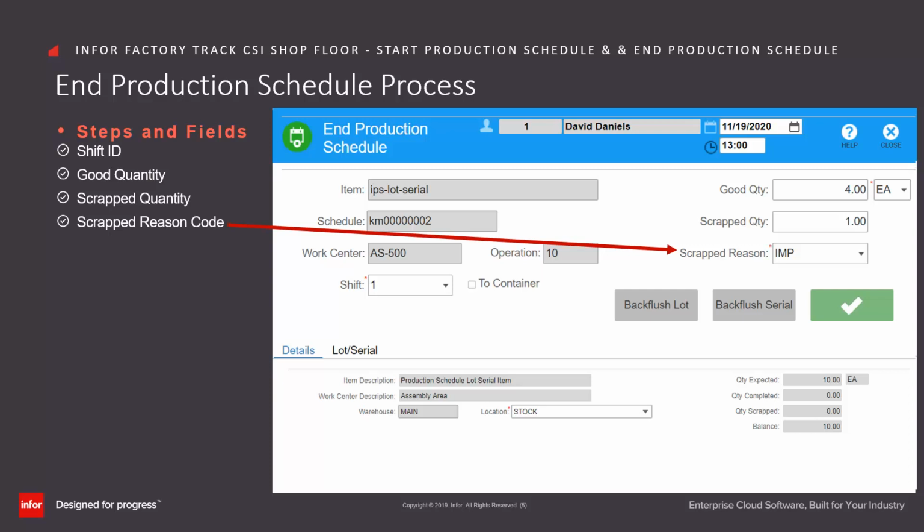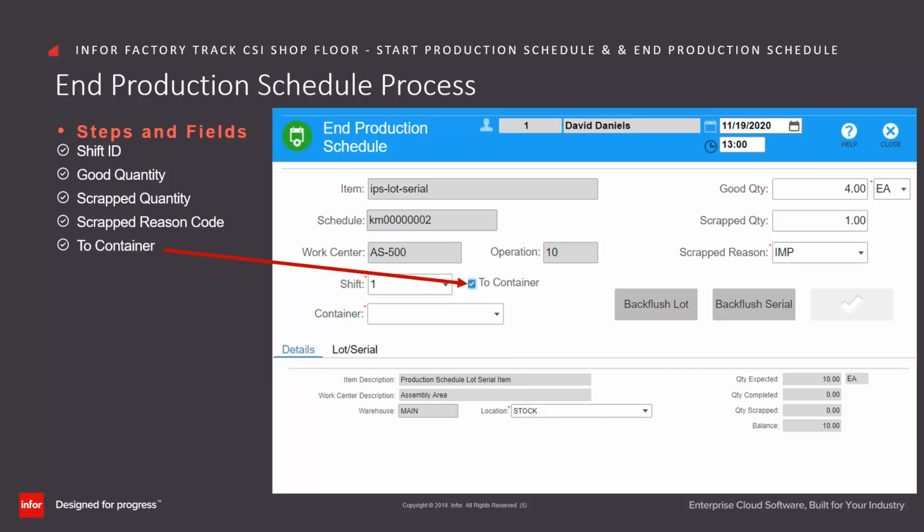If the global parameter for containers in use is enabled, the To Container checkbox is displayed for the last operation. If the default container parameter is enabled on the transaction set maintenance form, this field is selected. When the To Container is selected, enter, scan or select from drop-down the container ID. Alternatively, leave the field blank and Factory Track generates a new container ID. Enter, scan or select from drop-down the location ID to be used.